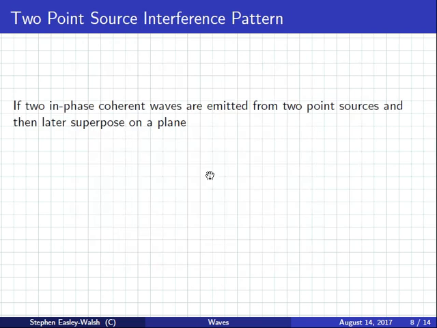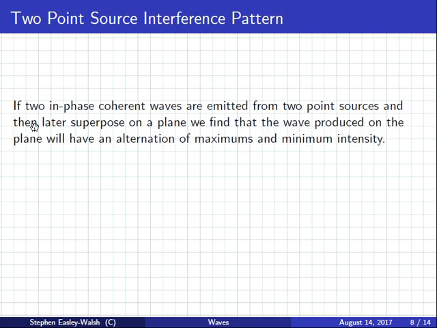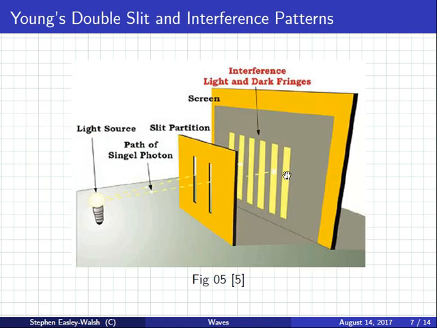If the waves are in phase, in other words, if they're coherent waves, and in phase means that there's a zero phase difference, then we can have this image on the screen of the different patterns, the slits. We find that the wave produced on the plane will have maximums and minimums. So, for example, here, maximum, minimum, maximum, minimum, that the waves are combining and they're making maximums and minimums.